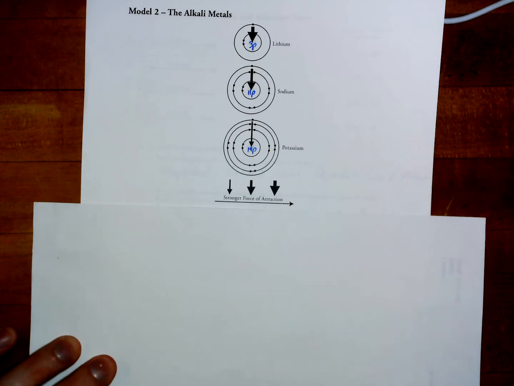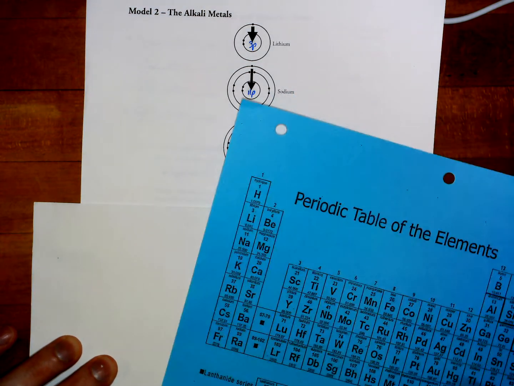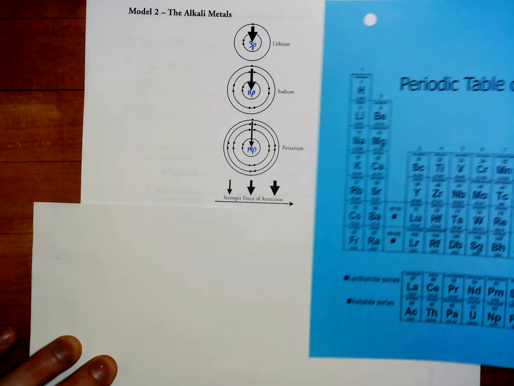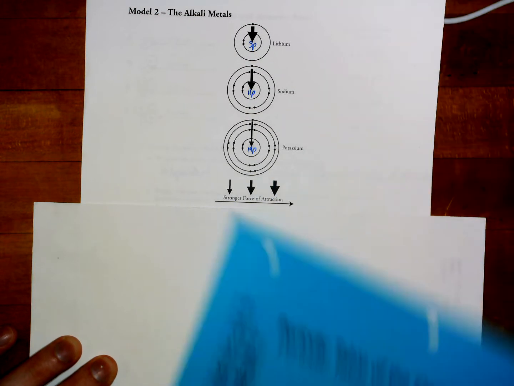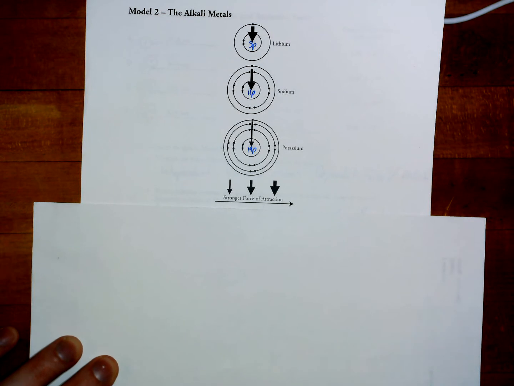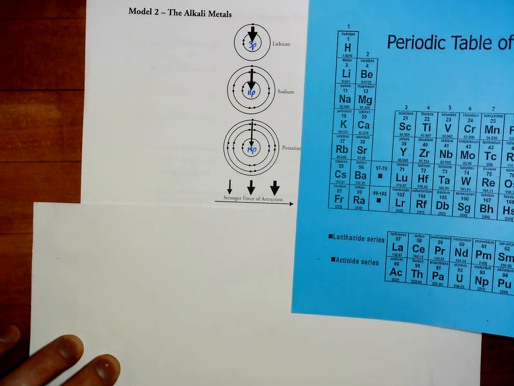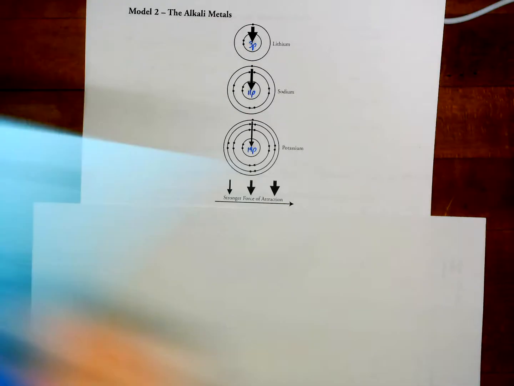In Model 2, we've got three different atoms here, lithium, sodium, and potassium, which on the periodic table are all in group 1. And we've got Bohr models drawn here, where each circle represents a principal energy level. So lithium only has 2 principal energy levels, sodium has 3, and potassium has 4. Also indicated by the period that they are in on the periodic table.